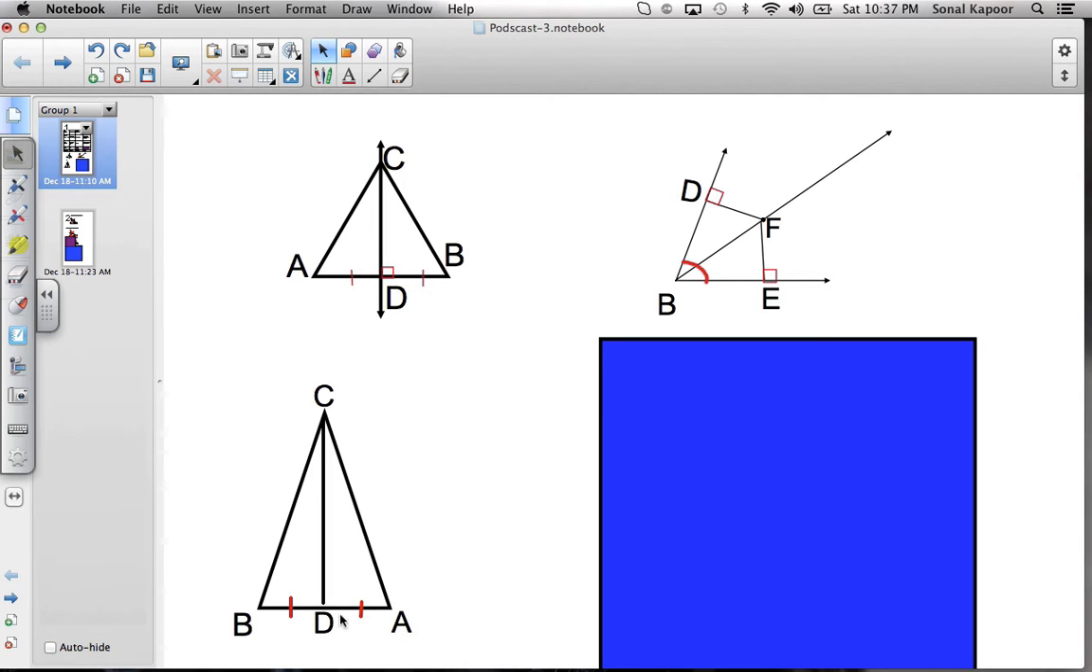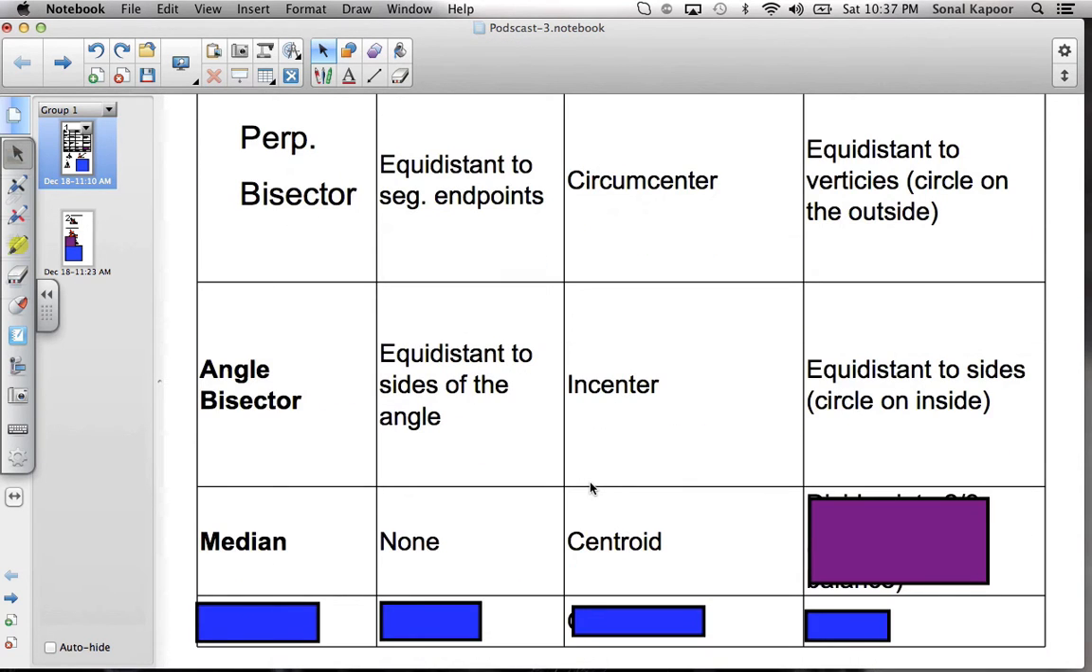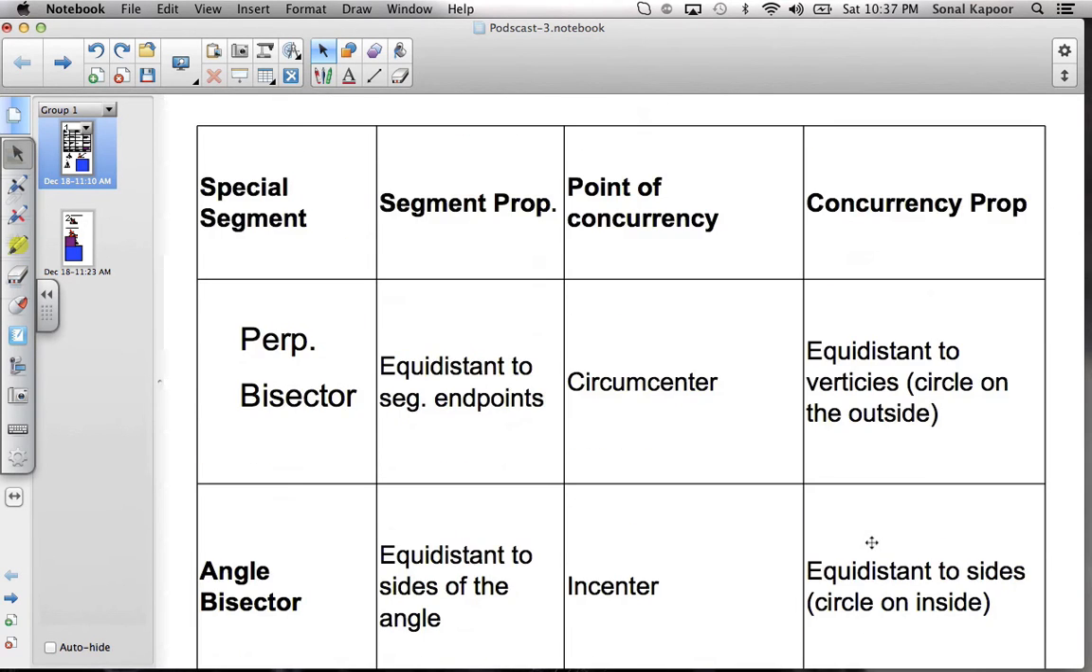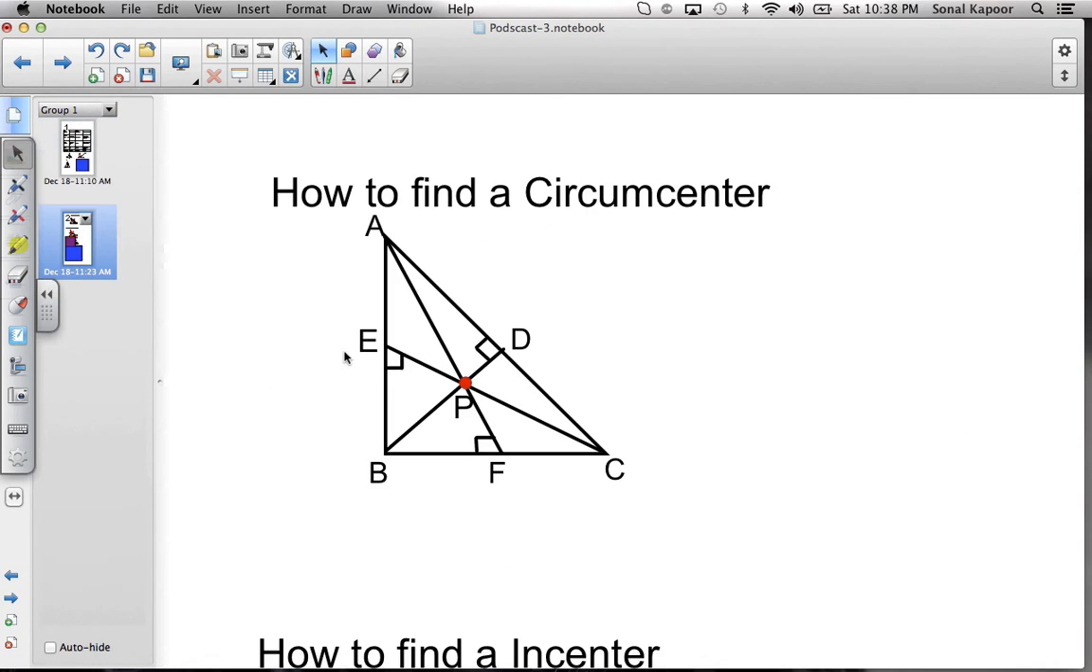The point of concurrency for a median is a centroid. The medians of a triangle intersect at a point called the centroid that is 2/3 of the distance from each vertex to the midpoint of the opposite side. So it pretty much just divides a segment into 2/3. So this is an example of a centroid.